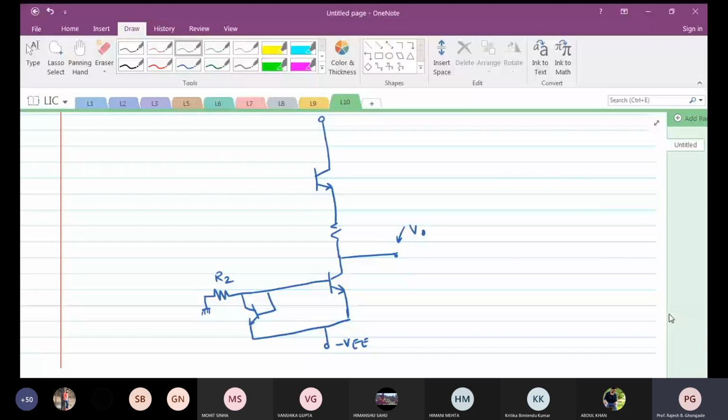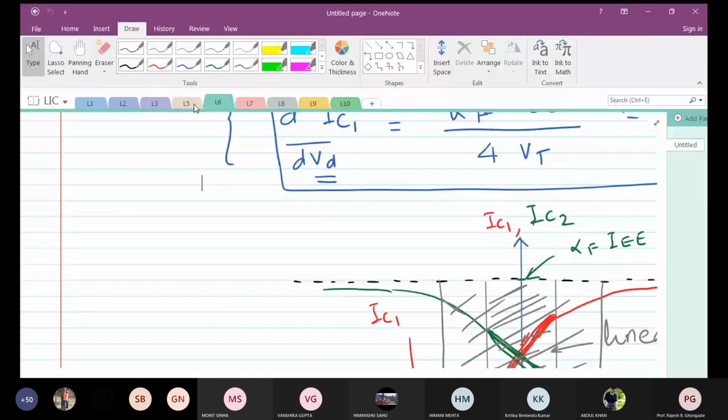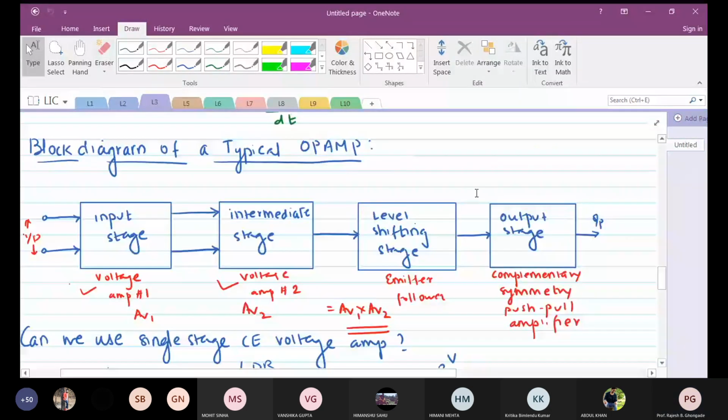And what is the fourth stage then remaining? What is the fourth stage that is remaining? Go back to the block diagram and see. What is the fourth stage? The fourth stage is a complementary symmetry push-pull amplifier.